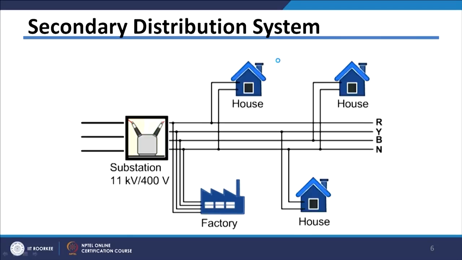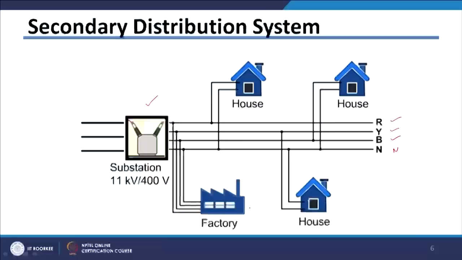If you see the secondary distribution system, it starts with the 11 kV by 400 volt substation, and it is basically a 3 phase 4 wire system. So, there are 3 phases R, Y, B and one neutral. So, a 3 phase 4 wire system. It will be providing power to some big consumers as well as some domestic consumers like our houses. If you see here the factory, which is a little bit of a big consumer, we are providing power to these big consumers at 3 phase level, meaning all 3 phases are there with the neutral connection.